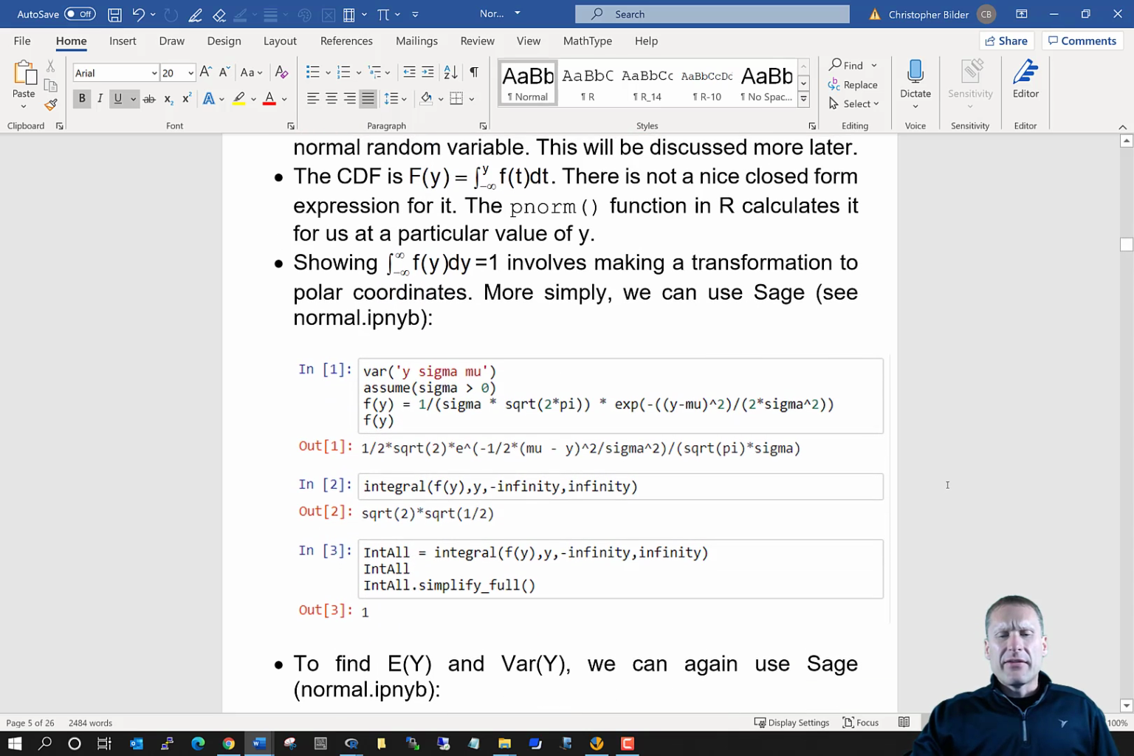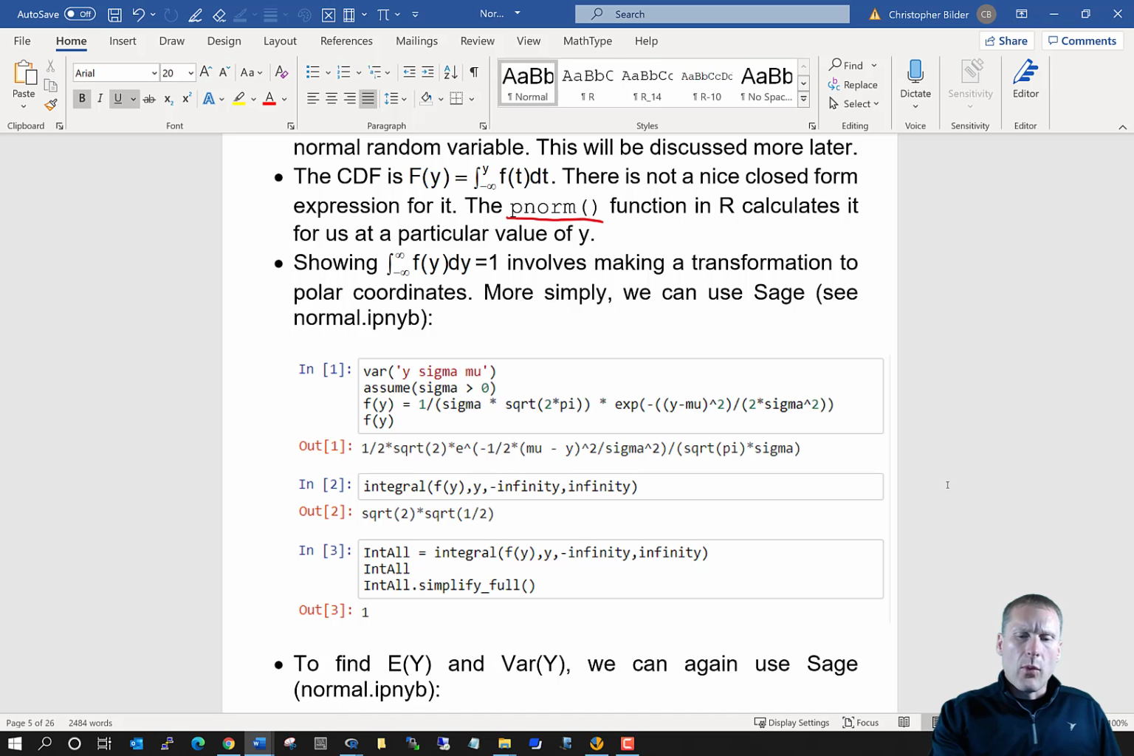Now, the CDF, unfortunately, you can't really write it out very well, but a CDF still exists. So capital F of y is equal to the integral from negative infinity to y of f of t dt. To actually numerically find particular values of the CDF, we can use the pnorm function. Again, compare that to what we've seen with other functions in R corresponding to the CDF before, where we always use p and then the name of the distribution, either the full name or abbreviation of it.